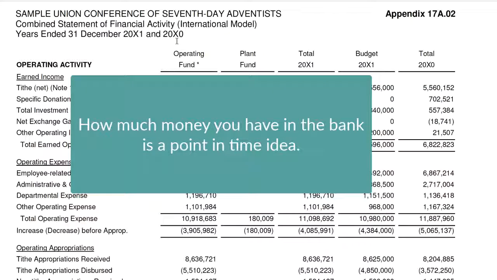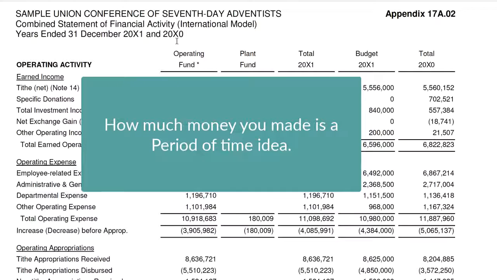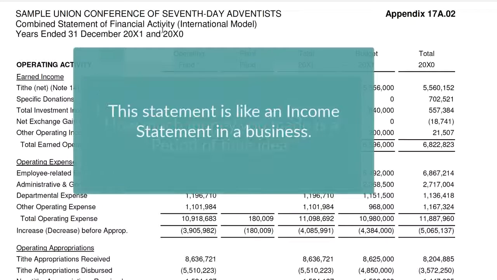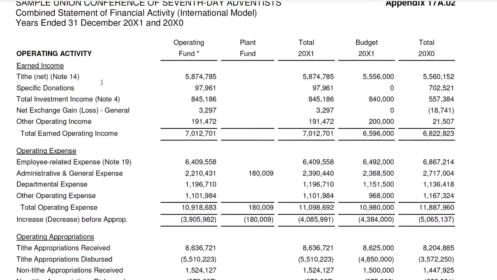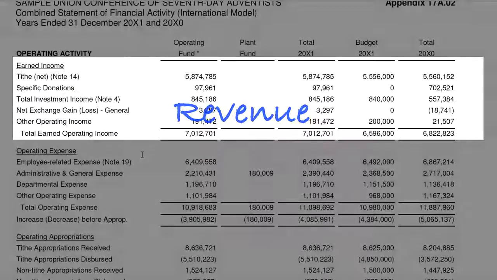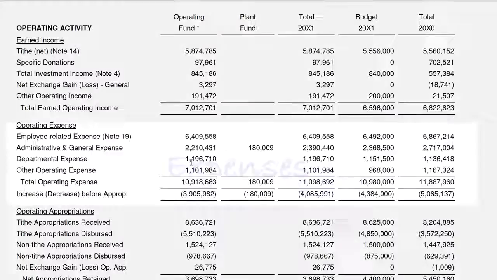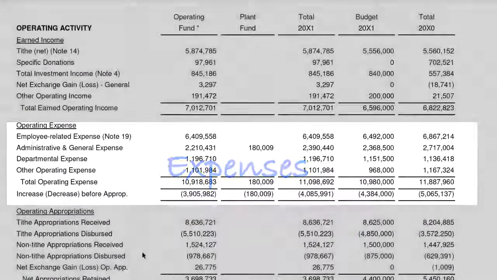So if someone asks you, how much money do you have in the bank? You would say, on December 31st, I had so much money in the bank. How much money did you make last year? You would say, last year I made such and such amount of money. This is close in meaning and purpose to an income statement in a business. In general, we have at the top our revenue, our income, money coming in and money going out. And this is an operational portion.